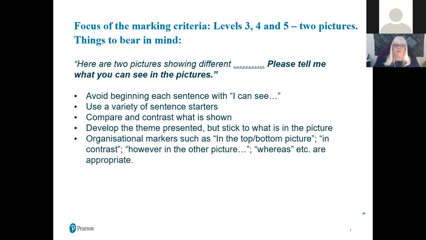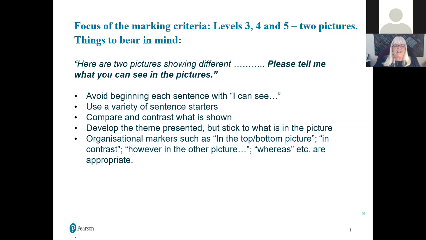And remember to use a variety of organizational markers. You know, in the top or bottom picture, I think we had in this one, in contrast, however, in the other picture, whereas, all of these things are appropriate. And I'm sure you have lists of these around your classrooms already for your students to learn.